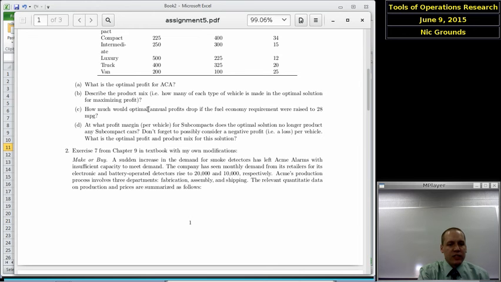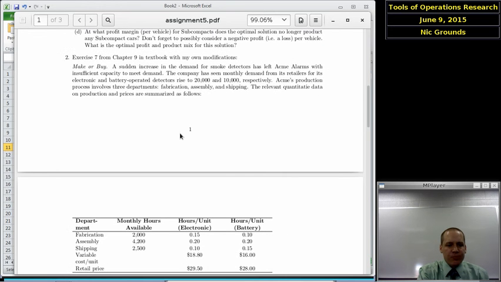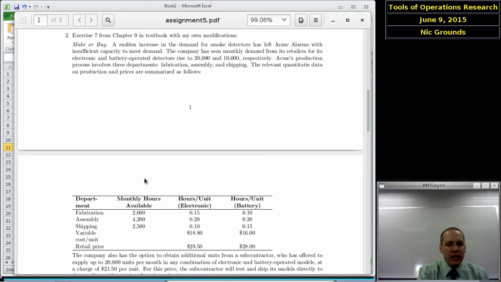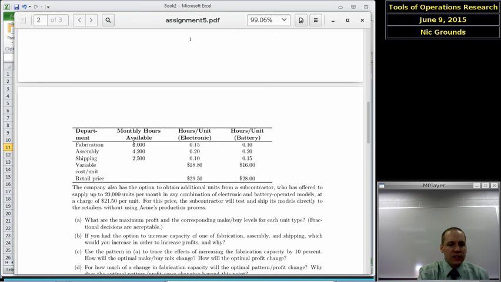And then there were a few changes that I suggested being made. So if you raise the fuel economy requirement from 27 to 28, how would the optimal solution change, and so forth. All right, so the next question involved another manufacturing situation where we make two kinds of alarms, an electrical or electronic and a battery-operated alarm detector. There were demands for how many of those we could sell. Obviously, it costs us time in certain departments or machines or people to make these things, and we have a capacity of how many hours we have available.